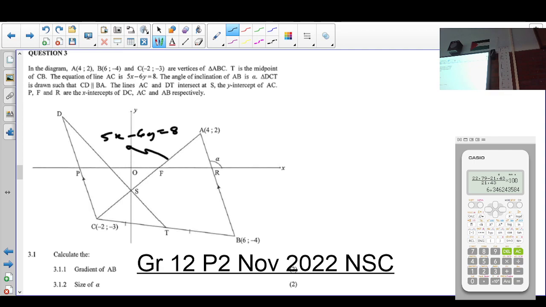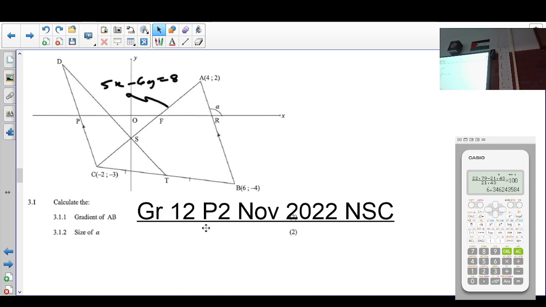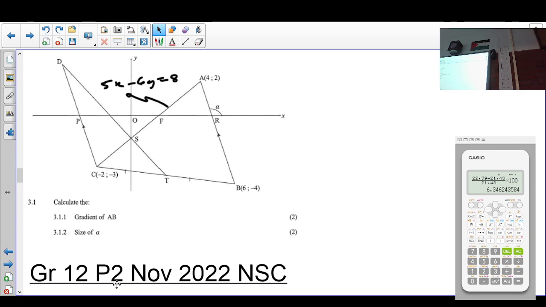Then we are told that lines AC and DT intersect at S. The y-intercept of AC can be calculated there already. We are told that P, F and R are x-intercepts of DC, AC, and AB respectively, which means in that order. Everything is now in this diagram, so I don't need to go through that story.